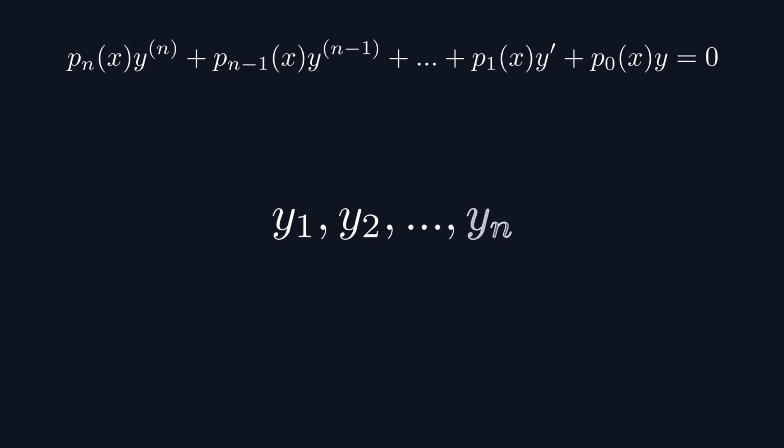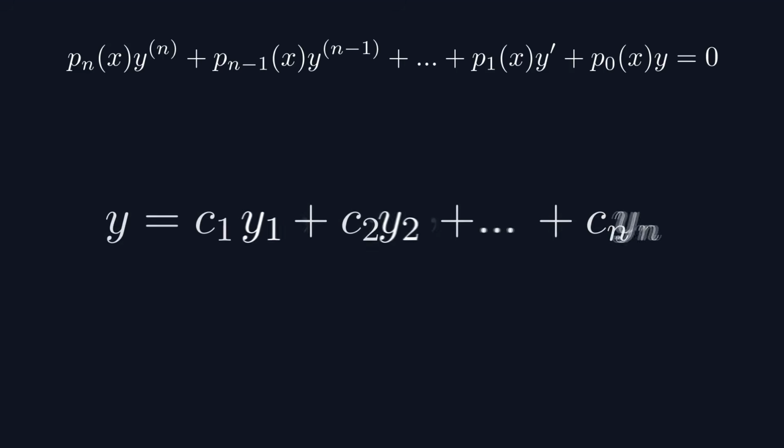Then if you have y sub 1, y sub 2 up to y sub n as solutions to this homogeneous ODE, then the linear combination of these solutions is also a solution to the ODE, where c sub 1, c sub 2 up to c sub n are constants. But is this the general solution? We're not so sure, because we could keep adding more solutions.